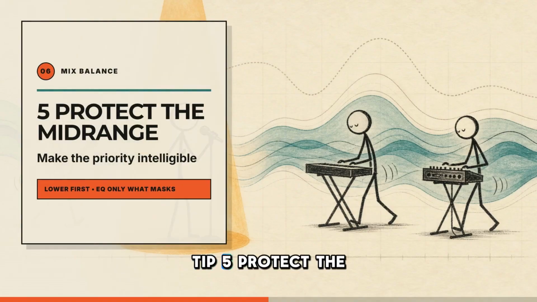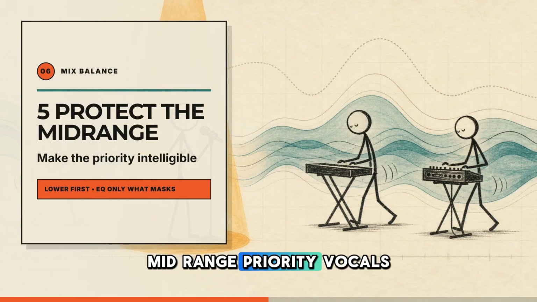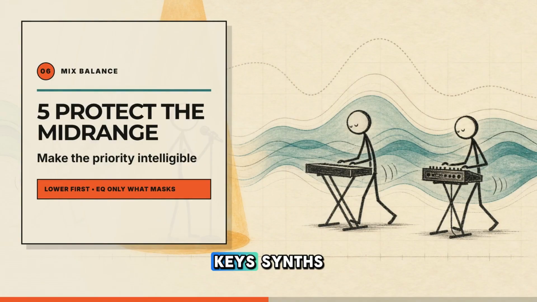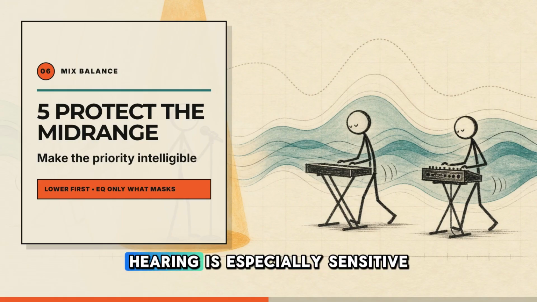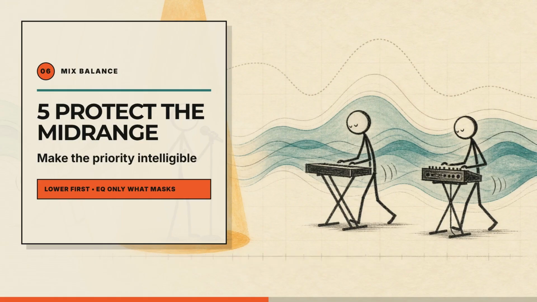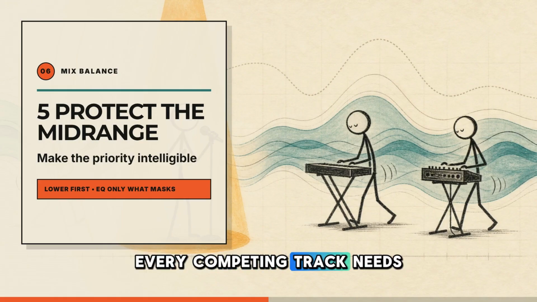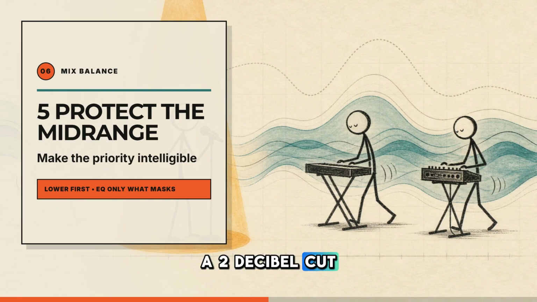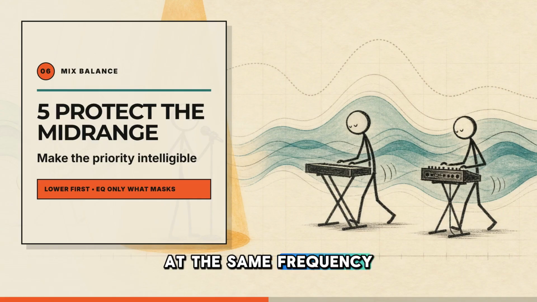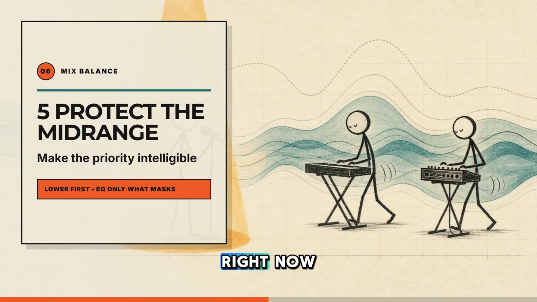Tip 5. Protect the mid-range priority. Vocals, guitars, keys, synths, and snare detail can all compete in the area where our hearing is especially sensitive. That does not mean every competing track needs a 2 decibel cut at the same frequency. It means you need to decide which element should be understood right now.